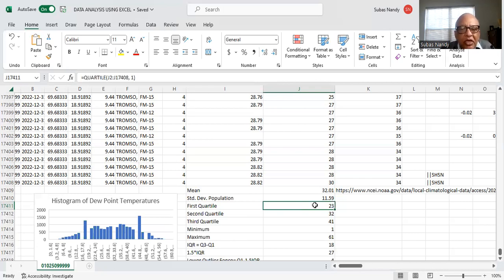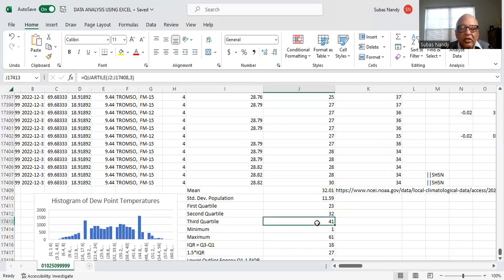So what does it mean? 25% of the temperatures are below 23. Then I want to find the median, which is the 50th percentile. Same, equal to QUARTILE, parenthesis, J2 through J17,408, comma 2, the second quartile. What does it mean? 50% of the data are below 32, 50% above 32.